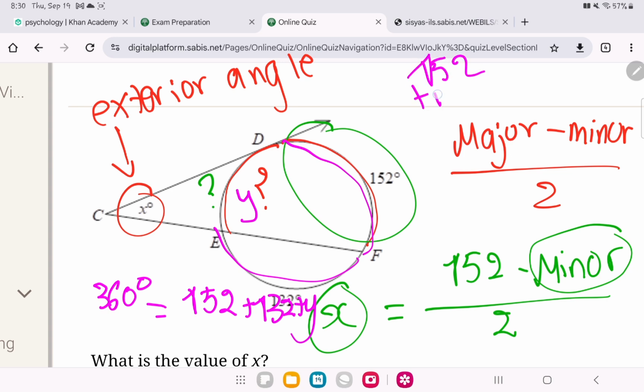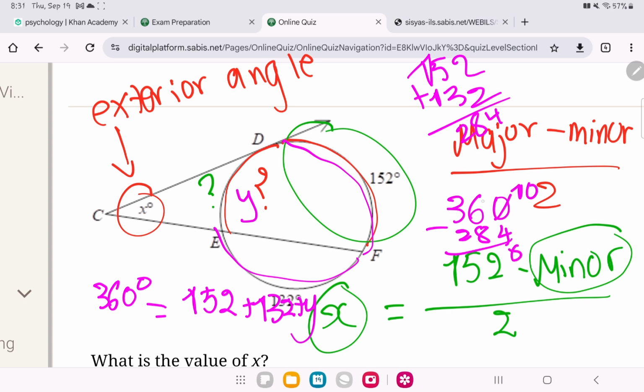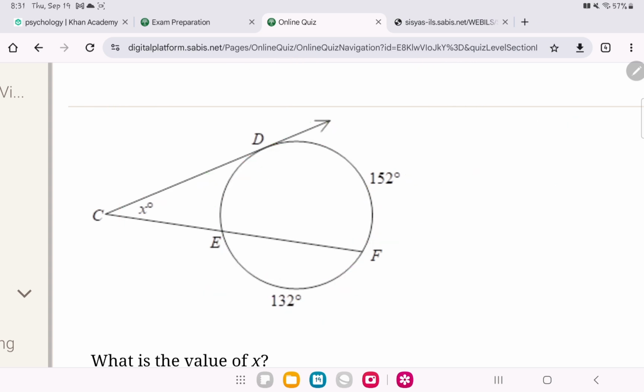152 plus 132 is 284. So 360 minus 284, sorry, my bad, here it's 5, so here it becomes 7. So the answer is 76. The measure of the minor is 76.